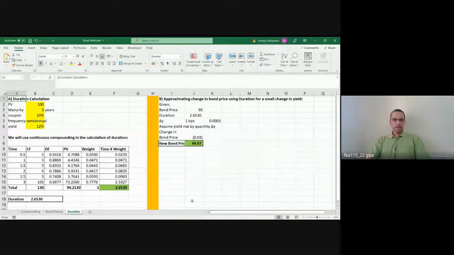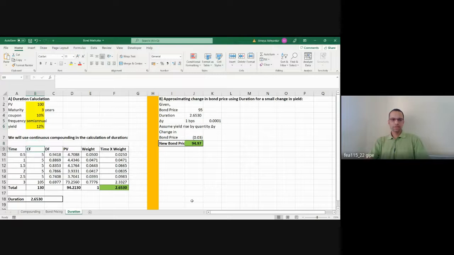So again, I have taken a simple bond, a plain vanilla bond. The face value is 100, maturity is 3 years, coupon rate is 10%, frequency is taken as semi-annual, and the yield is assumed to be 12%. Now, we intend to calculate what is the duration for this particular bond.